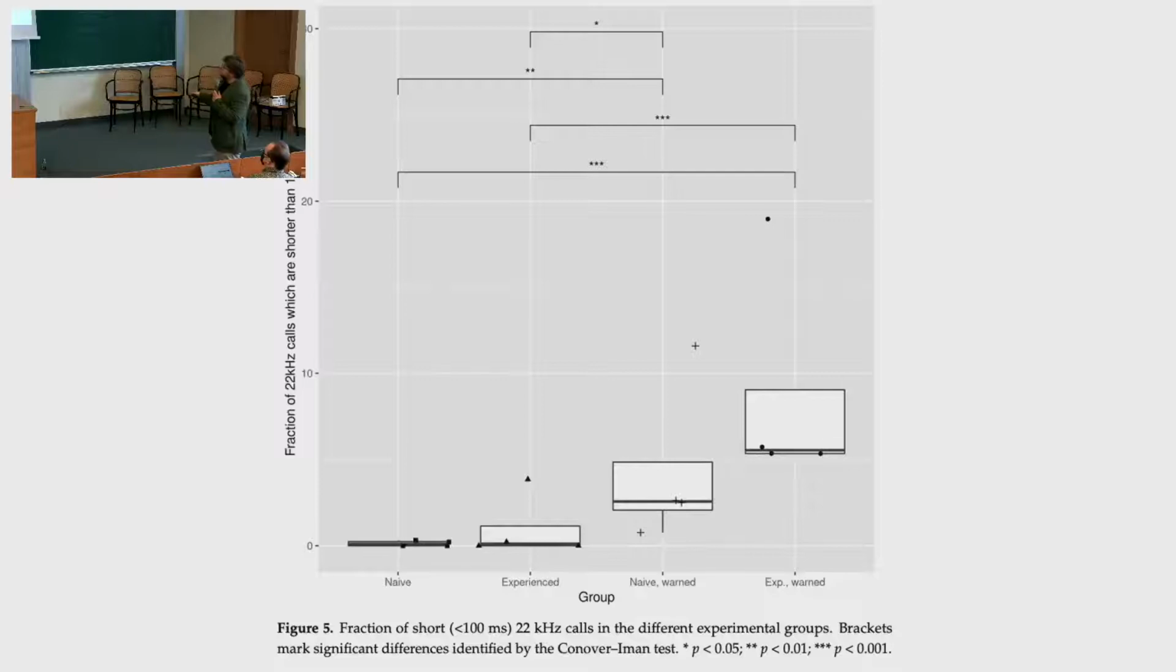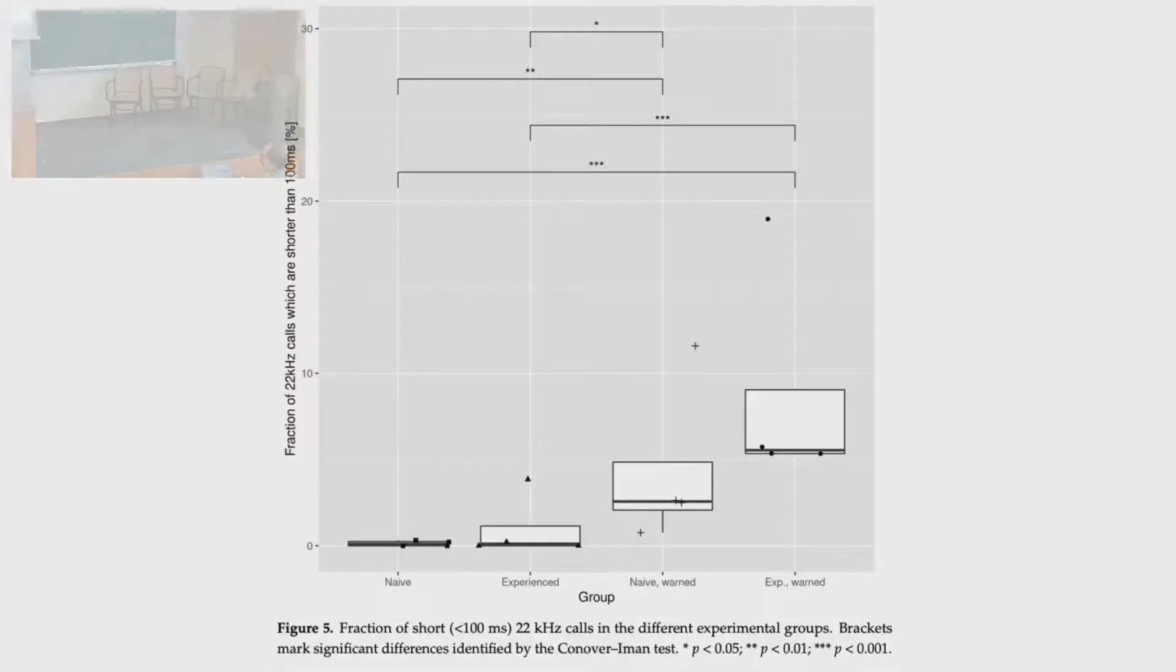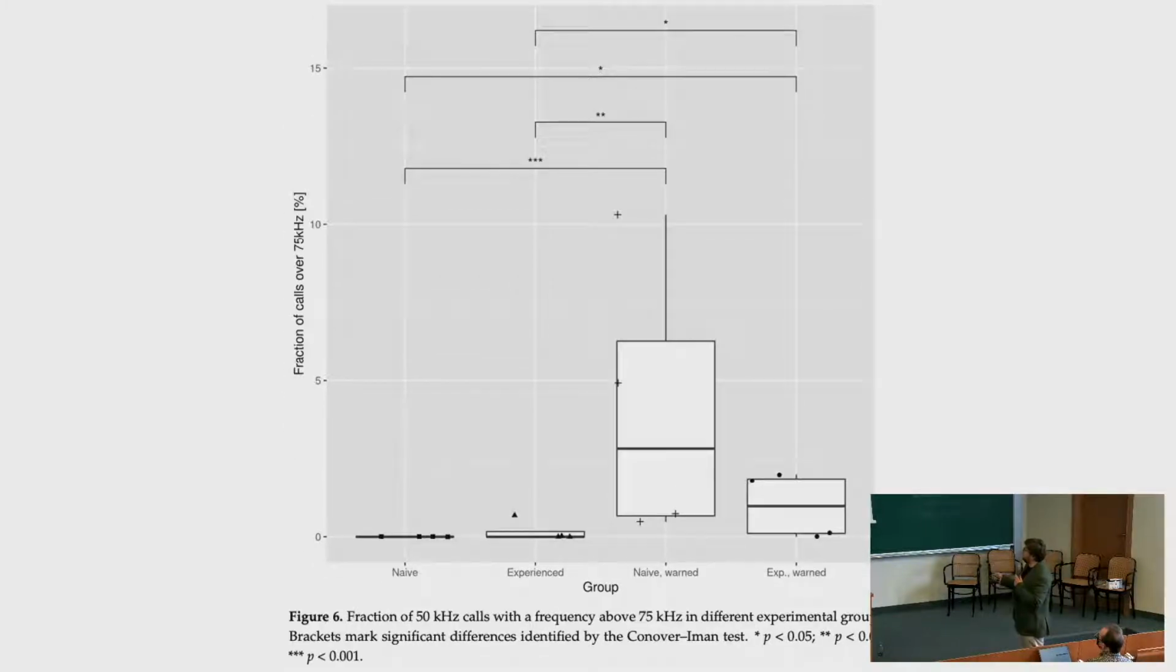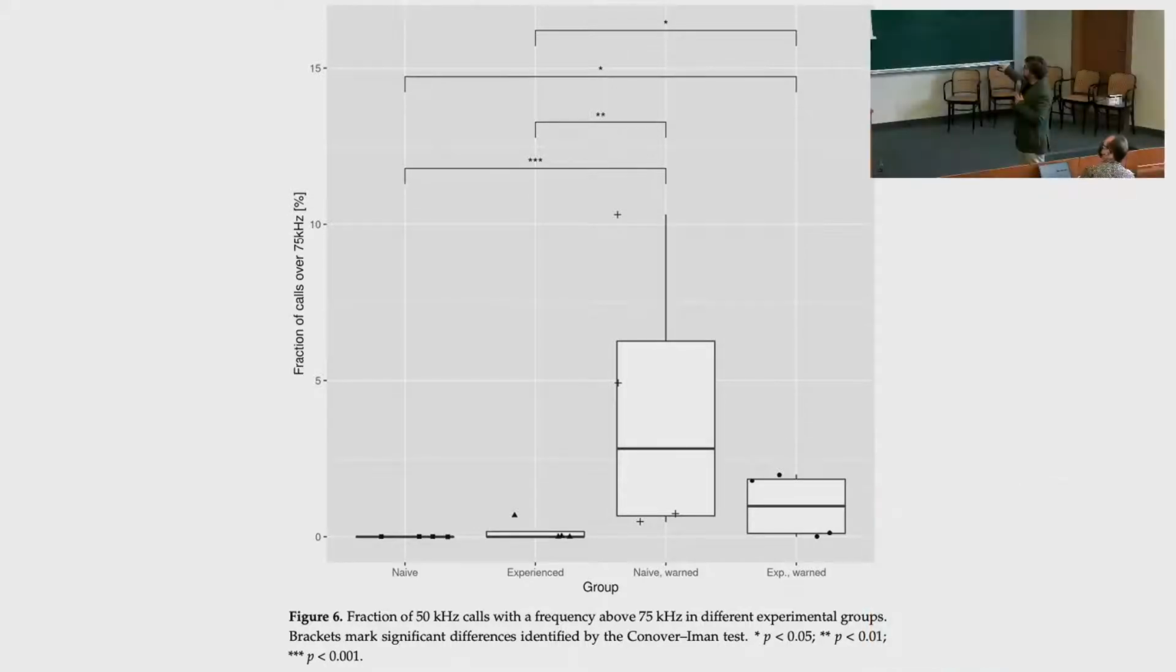All right, so this figure shows the fraction of 22 kilohertz. As you can see, we got a lot of those sounds in the experienced warned group. This is the fraction over 75 kilohertz. We've got a lot of those sounds in the naive warned group.